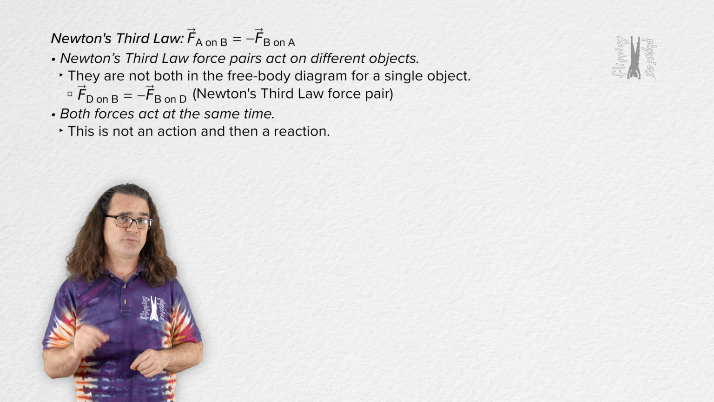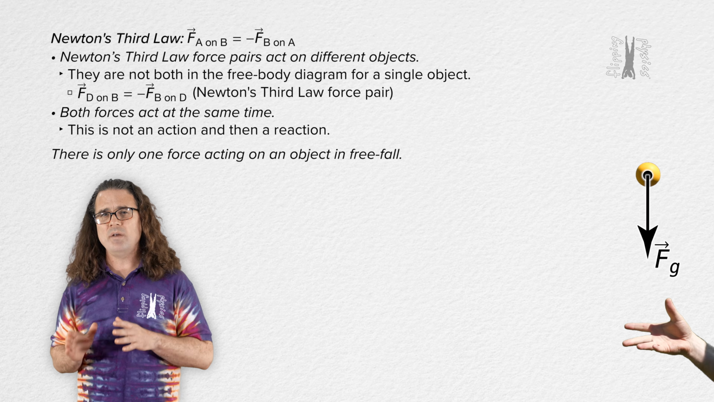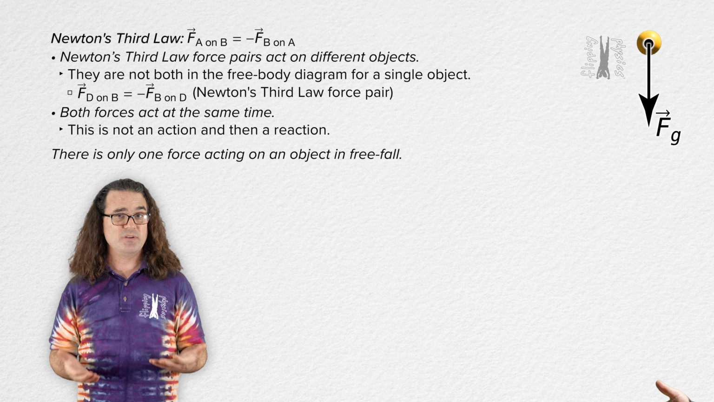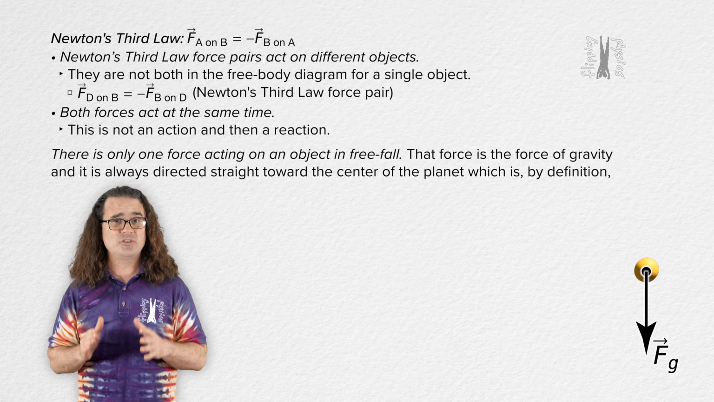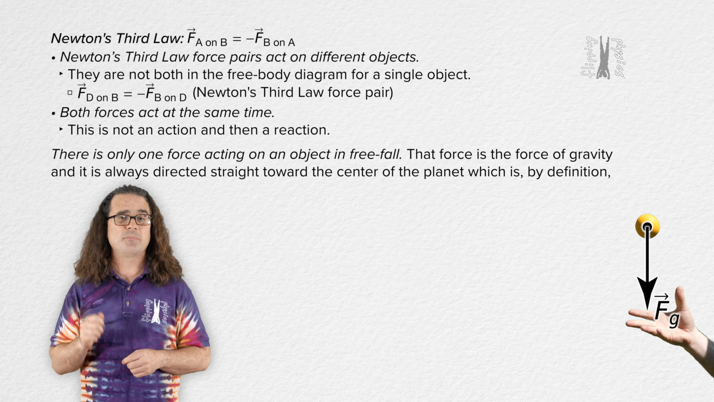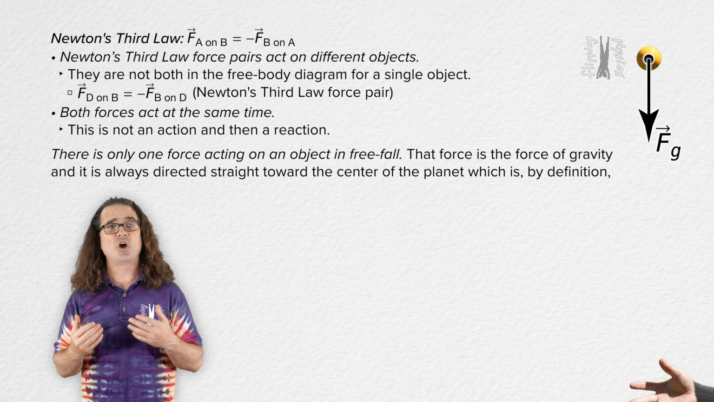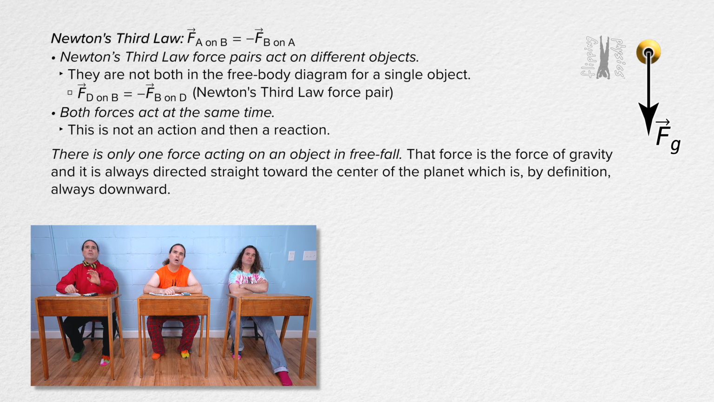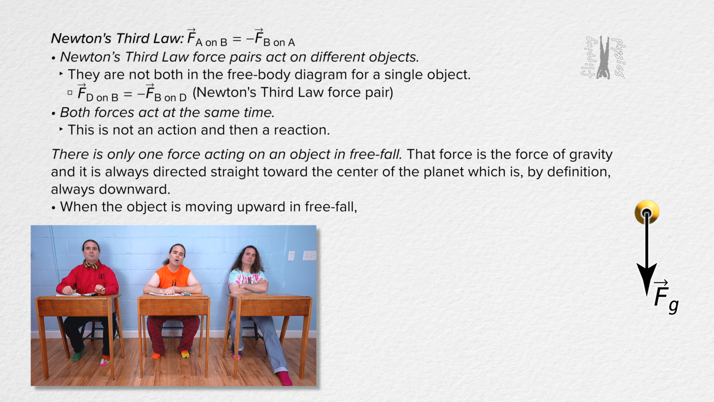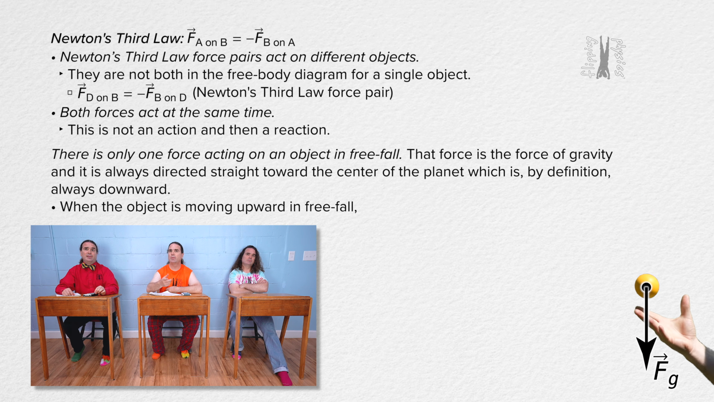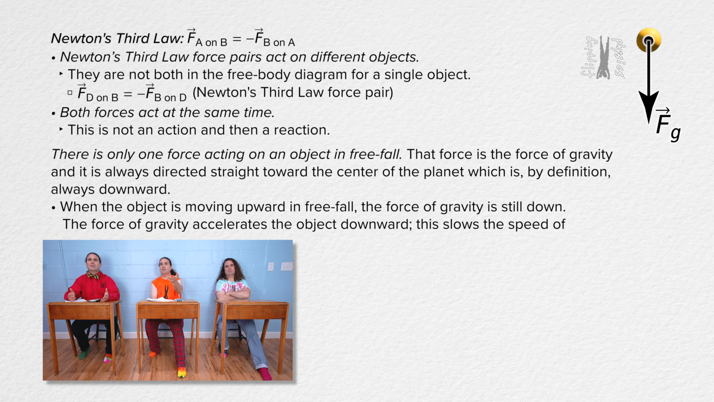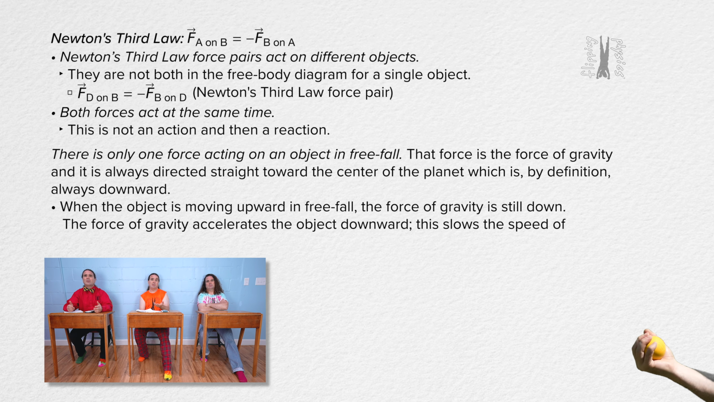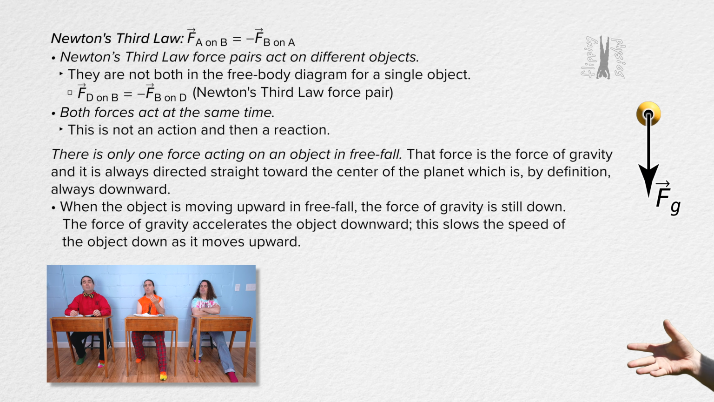Next up, free fall. There is only one force acting on an object in free fall. That force is the force of gravity, and it is always directed straight toward the center of the planet, which is, by definition, always downward. Wait, yes, Billy? What if the object is moving upward in free fall? The force of gravity is still down. The force of gravity accelerates the object downward. The force of gravity slows the speed of the object down as it moves upward.